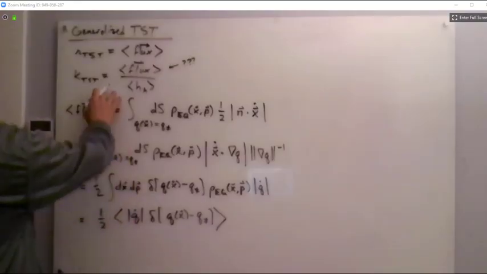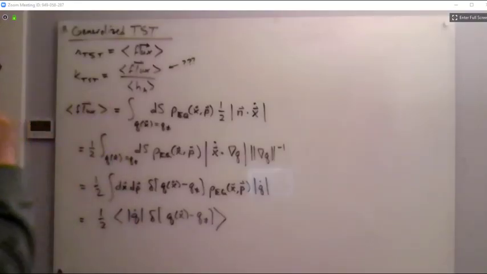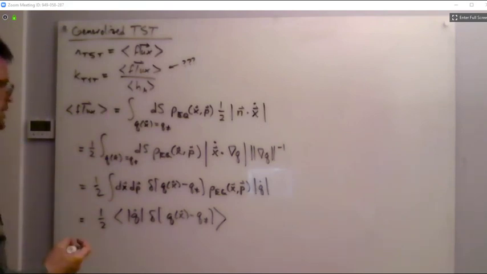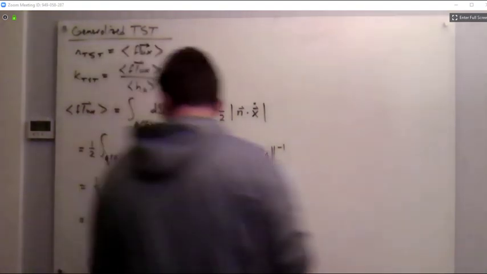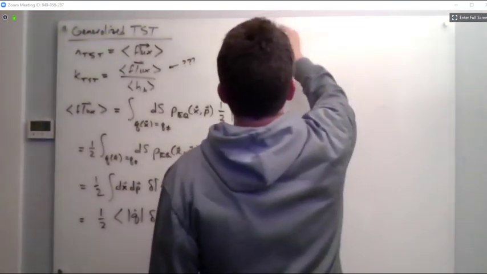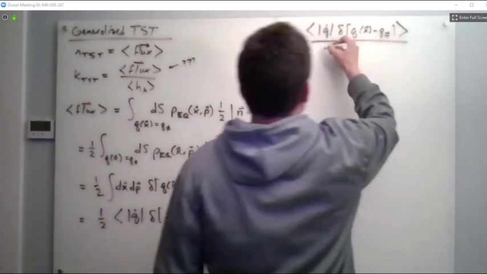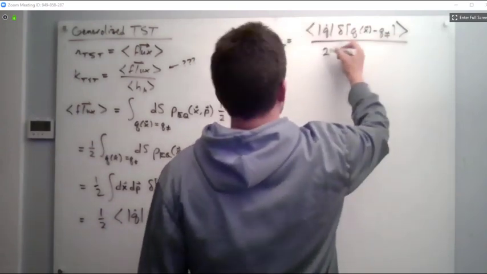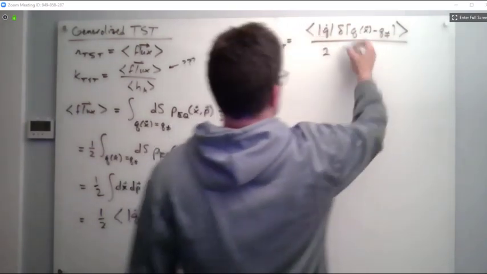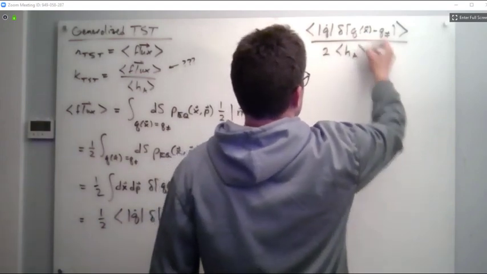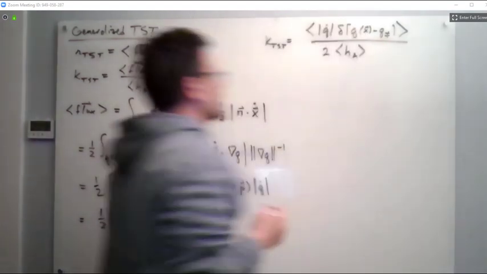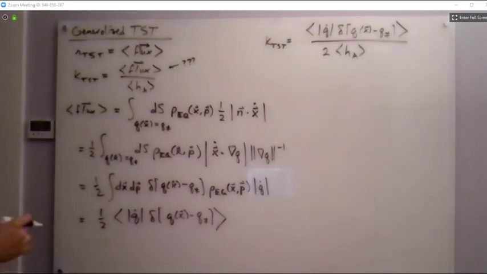What we now want to do is to write this as a transition state theory rate constant and to make some simplifications to this to make it an easier thing to think about. Okay, so what we do is start by saying that k_TST is, and then I have to divide by 2, that was my factor of 1/2, times the average of my indicator function h_A. Okay, so this is in principle a complete result, but it's not a very convenient one.